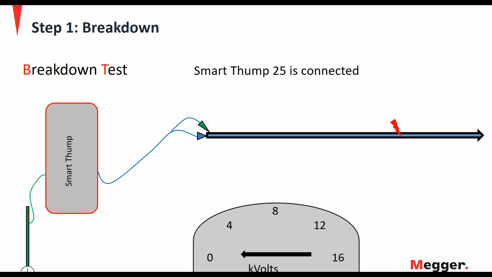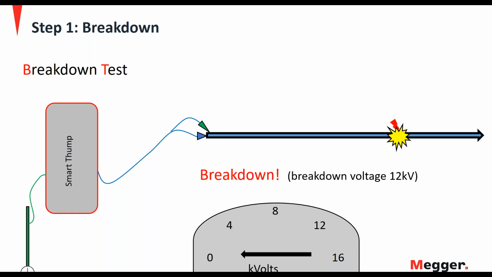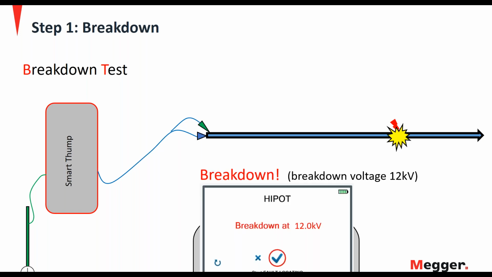So here we have the Smart Thump connected to a faulted cable, and when we turn on and charge up the cable, at some point there'll be flashover, and when that happens, the Smart Thump tells us what the breakdown voltage is, and then we're ready to move to the next step.